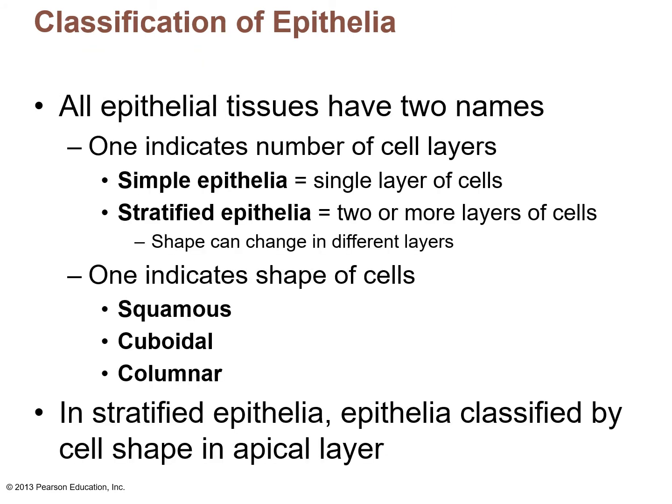Now, to classify our epithelial tissue and to basically name it, there are multiple parts to the name. The first part of the name is going to tell you how many cell layers this tissue is made out of. If the tissue is made up of only one layer of cells, we call it simple. If it's made out of two or more layers, we call it stratified.